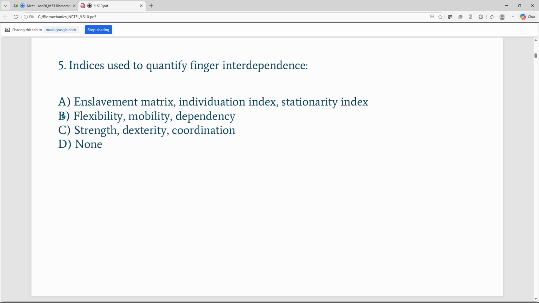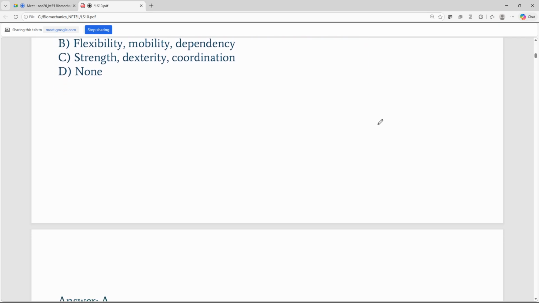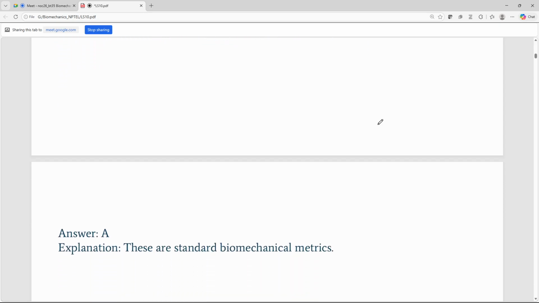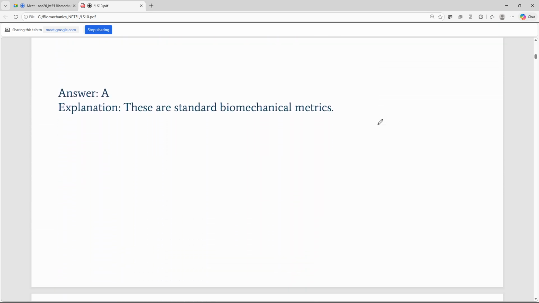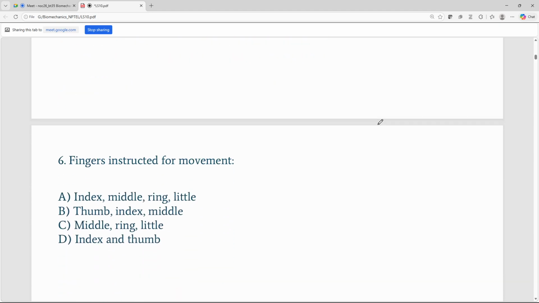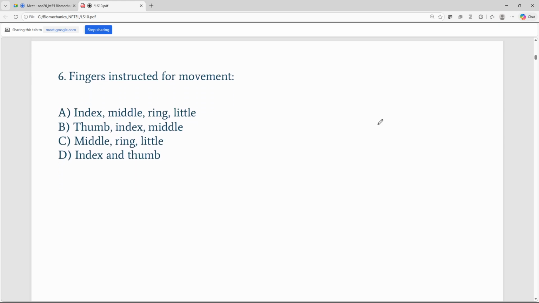Yes, the answer is correct. Option A, that is the enslavement matrix, individuation index, and stationarity index were the indices used to quantify the finger interdependence. Next question.